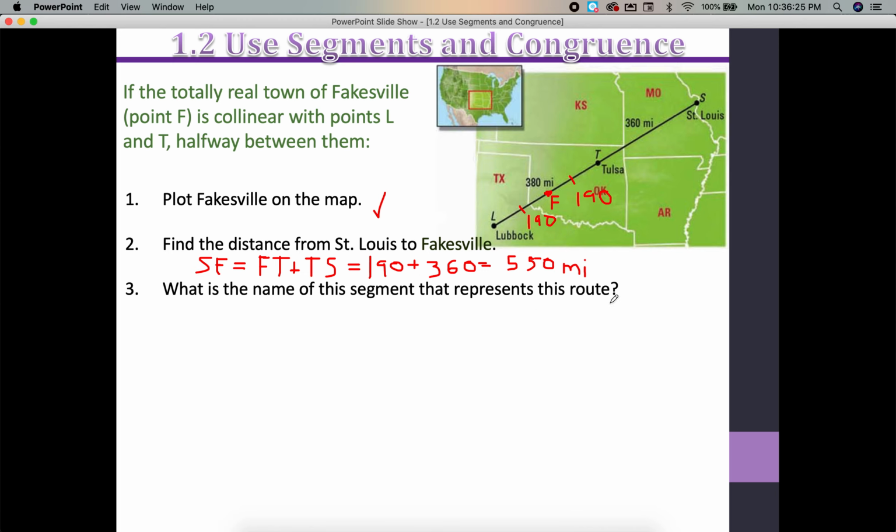So what is the name of the segment that represents this route? From F to S, that is segment SF. Notice that in this case, I'm not talking about the length of the segment. I'm explicitly asking about the segment itself, the geometric figure that is the line segment. So what's the name of the segment? It is segment SF. It gets a bar, whereas talking about its measurement, the distance from S to F, or the length of the segment, that's 550.